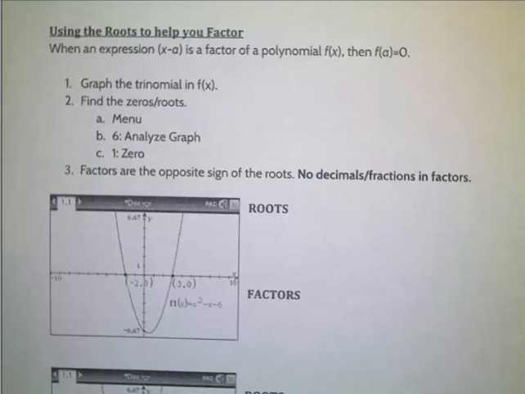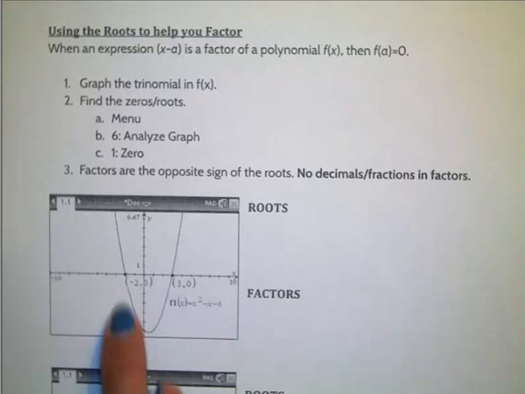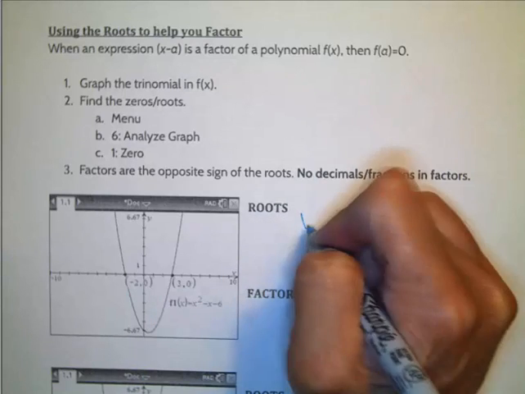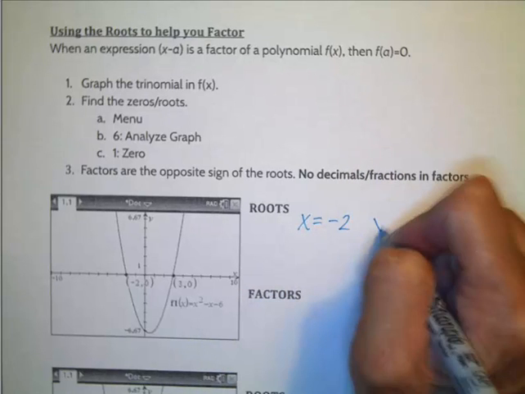So you're going to graph whatever expression, I said trinomial, that's the most common, into your f of x or f1 of x. You're going to find the zeros in the roots by going to Menu, Analyze Graph, 0. And you are going to see the roots. So in this case, here's our trinomial. I graphed it. I found the zeros, -2, 0, and 3, 0. So my roots, I'm going to write x equals -2 and x equals 3.